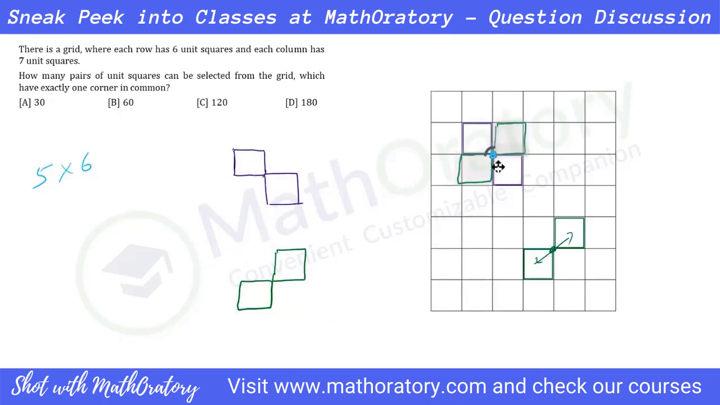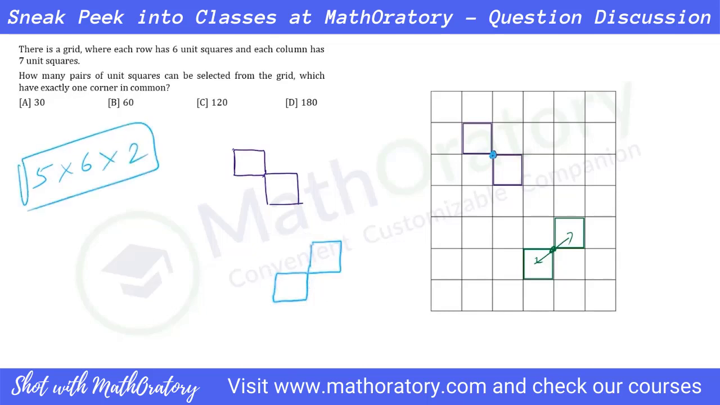Now understand, for each intersection, you will have 2 pairs of squares that can be selected. So for each intersection, we are getting 2 pairs of squares. So how many pairs are possible? These many. So 5 into 6 into 2 simply. So the answer is 60. This is a very interesting problem. You can do it very quickly.